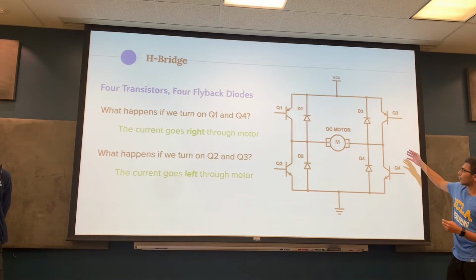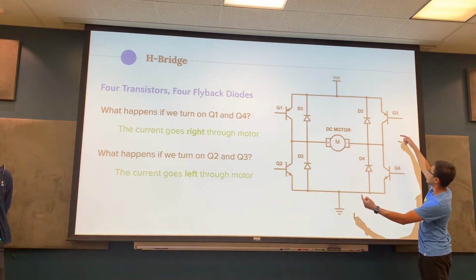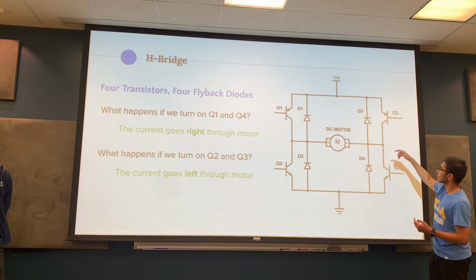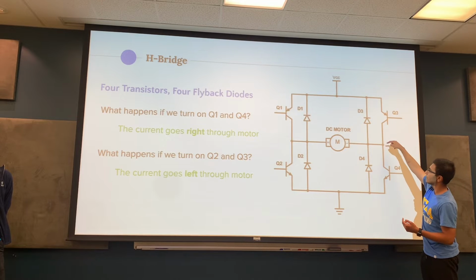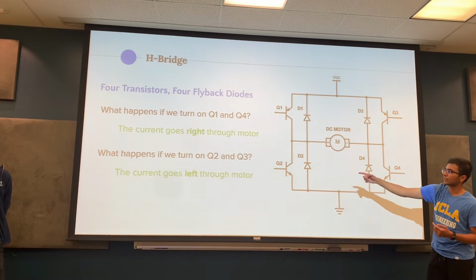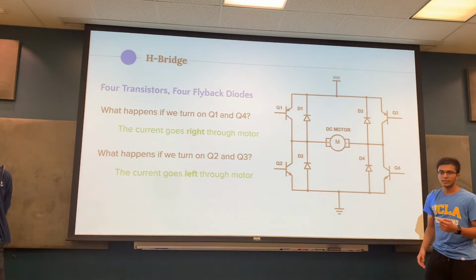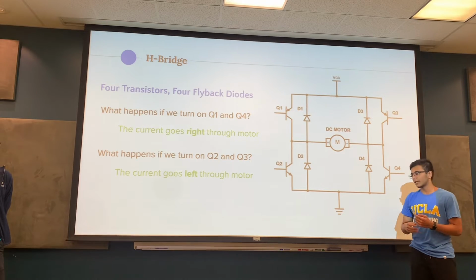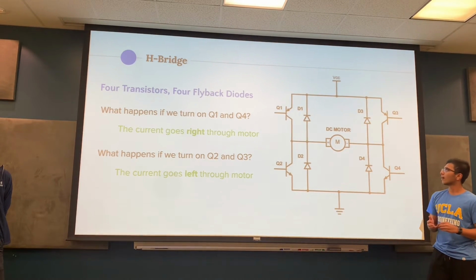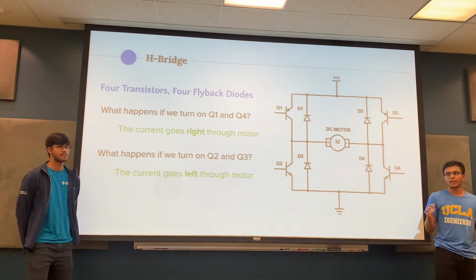By having 4 transistors and this specific diagram, if we turn on Q3 and Q2, for example, it'll only let the current go from the battery through the motor in one direction, whereas if we turn on the other 2 and leave the other 2 transistors off, it will allow the current to flow through the motor in the opposite direction. And if we do this, we can control which direction the motor turns in by just using 4 transistors. Does anyone have any questions on that?